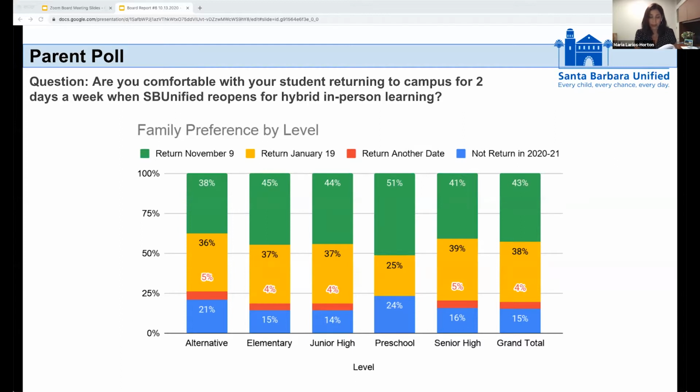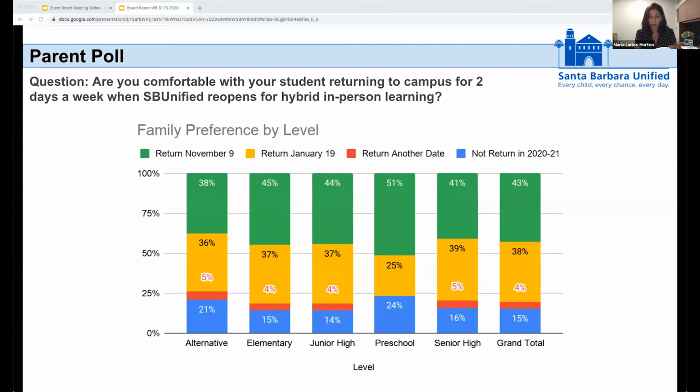The response rate that you see here of 71% is a strong response, and it was obtained in part thanks to the partnership with our Promotoras Network, who provided additional outreach to our Spanish-speaking families, as well as the support of our educational technology services and family engagement teams. As you can see here in this chart, our families are split on their preference of whether to return to in-person learning in November or in January.